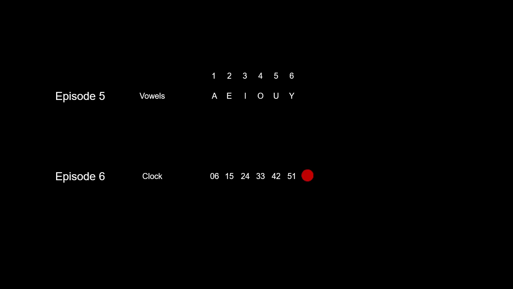In episode 5, we investigated the vowels, which stop right before the seventh one. Naturally, this leaves us with 6 vowels: A, E, I, O, U, and Y. In episode 6, we investigated the clock, which also stops right before the seventh 6, naturally leaving us with 0, 6, 15, 24, 33, 42, and 51. The seventh 6, just like the seventh vowel, is just beyond the pattern.